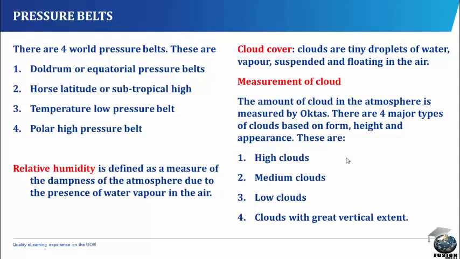There are 4 major types of clouds based on form, height, and appearance. 1. High clouds. There are 3 subtypes of high clouds, which are the cirrus, the cirrocumulus, and the cirrostratus. The cirrus is made up of small ice crystals. The cirrocumulus, made up of ice crystals, looks like ripples in a mackerel sky, forming thin cloud. 3. The cirrostratus. This looks like a thin white milky cloud which is transparent and gives the sun and moon halos.